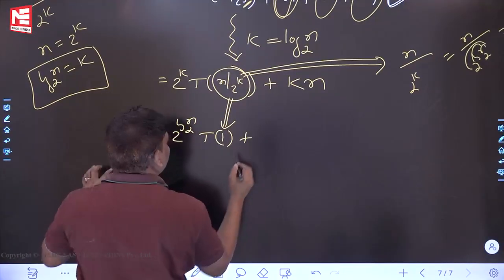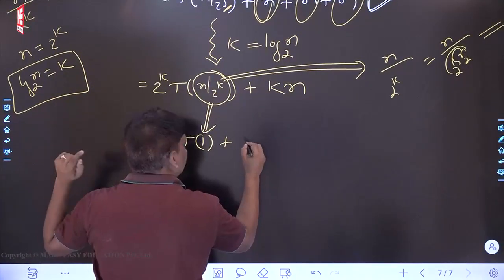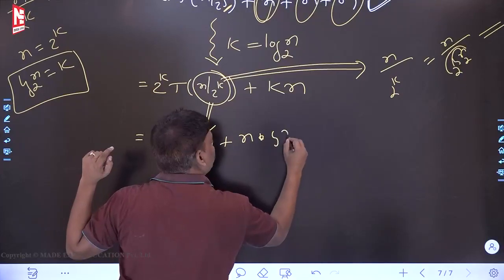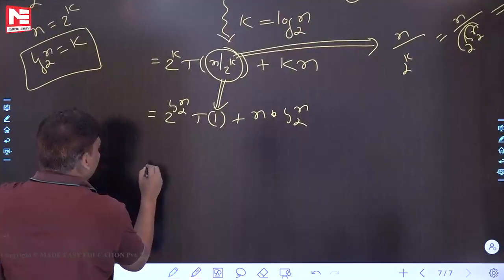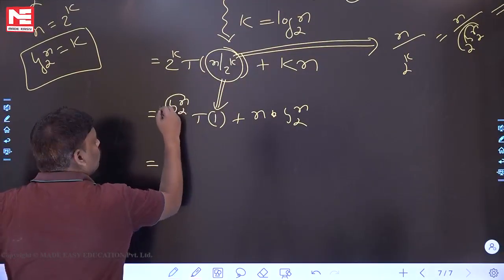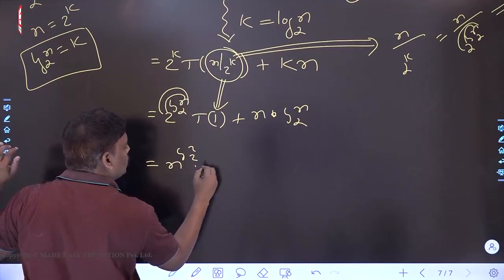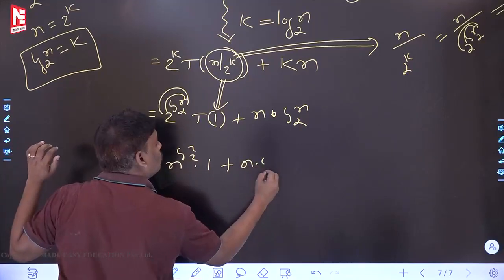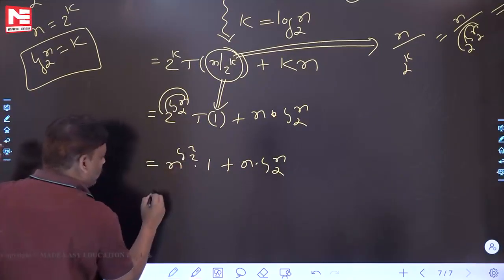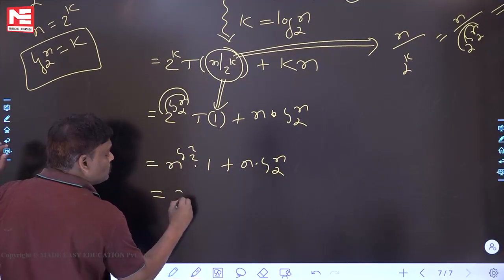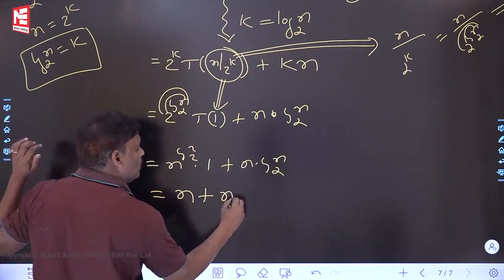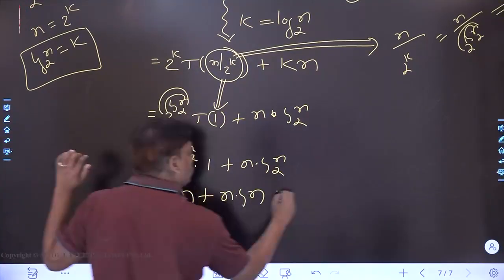Next one. Can you help me with one small line now? What is the k? Log n base 2. N into log n base 2. Finally, what is 2 power log n base 2? N will come down, 2 will go up, n power log 2 base 2. The T of 1 is 1 plus n into log n base 2. This n power log 2 base 2 becomes n. So n plus n log n.